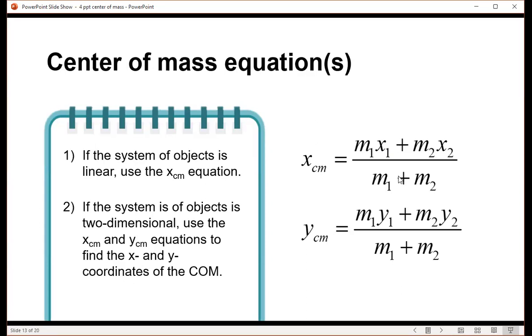And if something is two-dimensional and it has a y-axis on it, then I can do a YCM and I can do the same concept. And if you're looking at something that's three-dimensional, you could add a ZCM onto it and do the same thing. We're going to limit our examples to the x-axis or maybe two-dimensional objects.